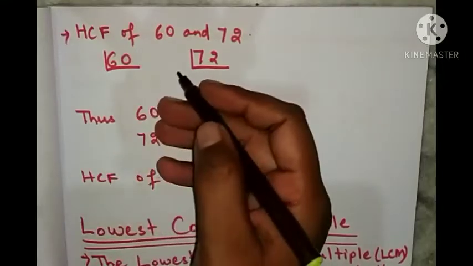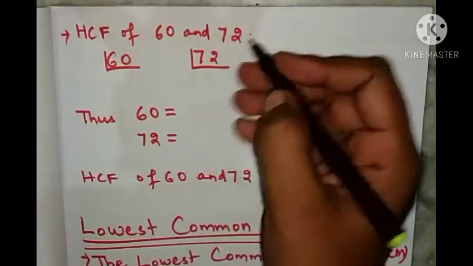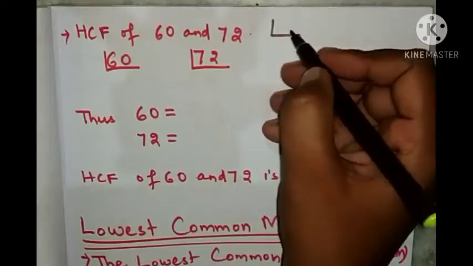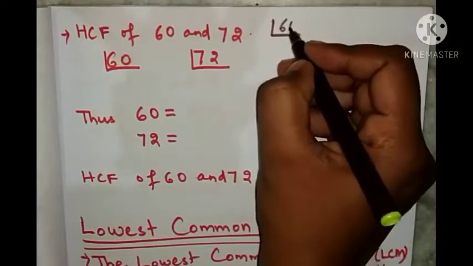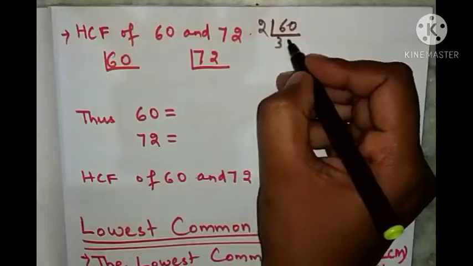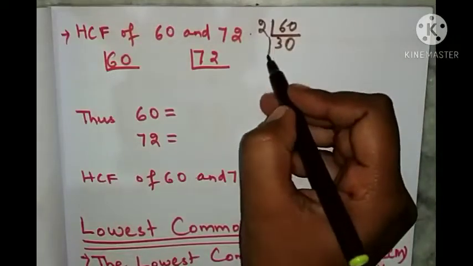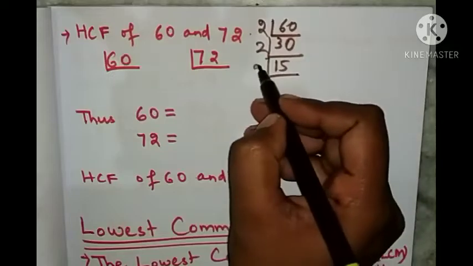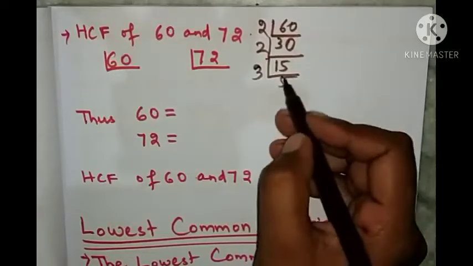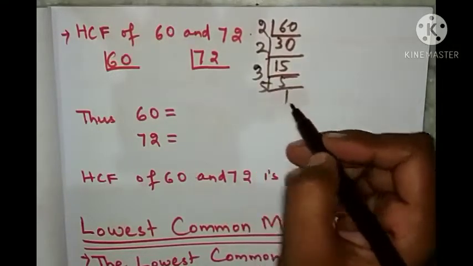Here is another one: HCF of 60 and 72. Let's find it by the same prime factorization. For 60: 2 times 30 is 60, 2 times 15 is 30, 3 times 5 is 15, and 5 times 1 is 5.